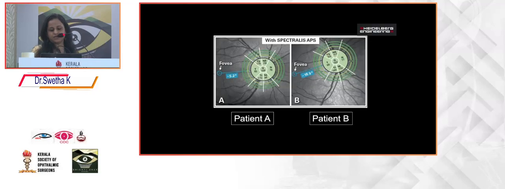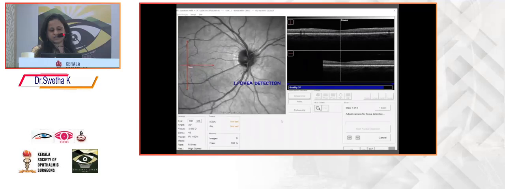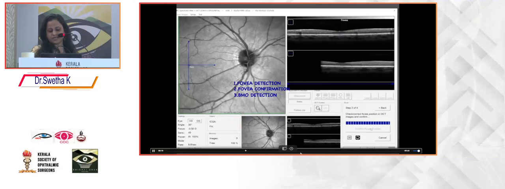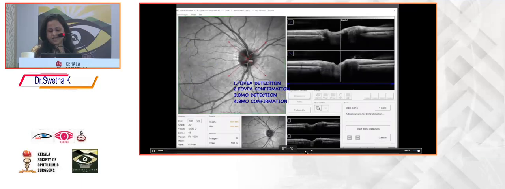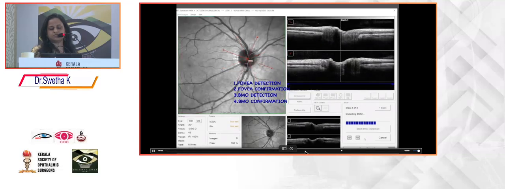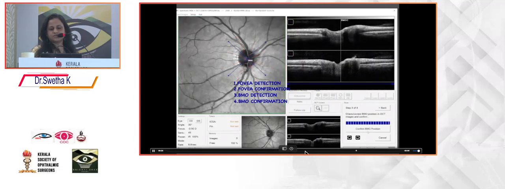So only with the automatic positioning system will we be able to see this. In this particular device, fovea detection is done first, then the fovea confirmation is done, then the Bruch's membrane opening detection is done, and then we give the confirmation of the Bruch's membrane. Only after this do they take the scan. So this is the first image.